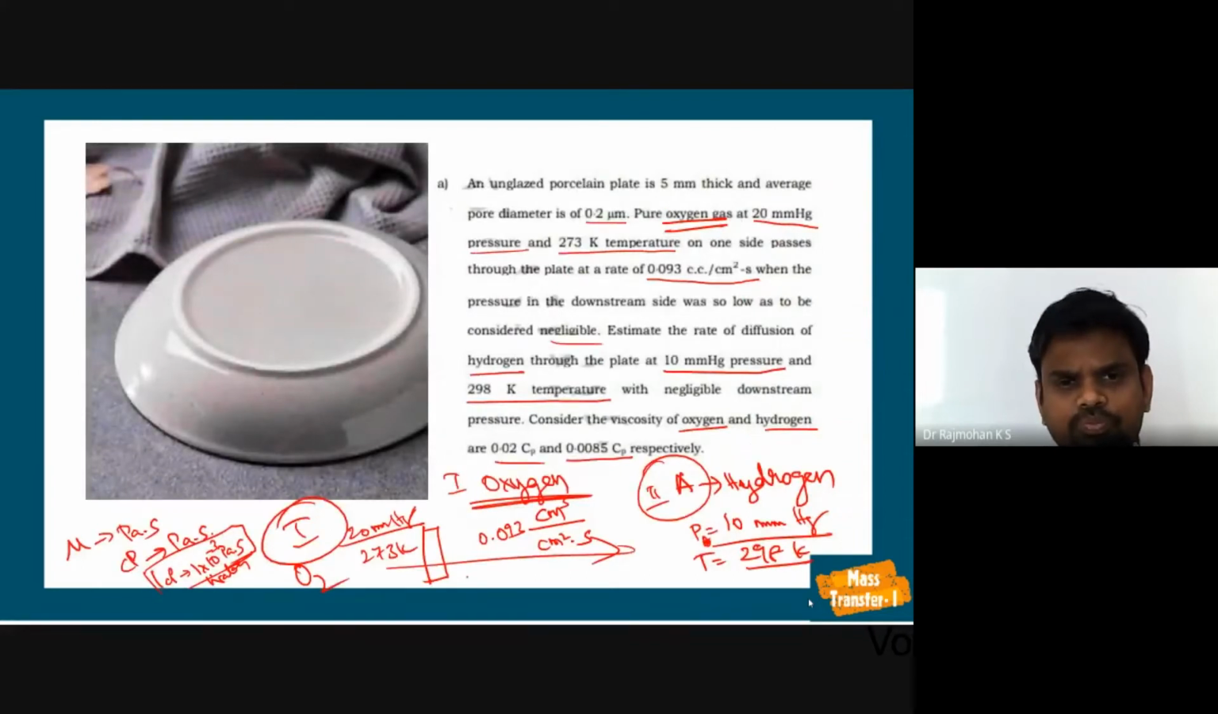And we have solved a numerical for an unglazed porcelain plate having 5 mm thickness and average pore diameter. We had two cases, where we have oxygen and hydrogen. From the oxygen case we determined the length of the pore. That length is made use of to find the flux of hydrogen. So that numerical we have solved in this lecture.